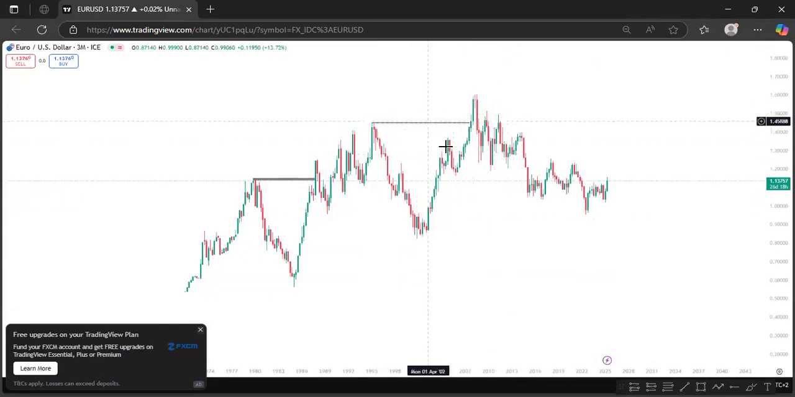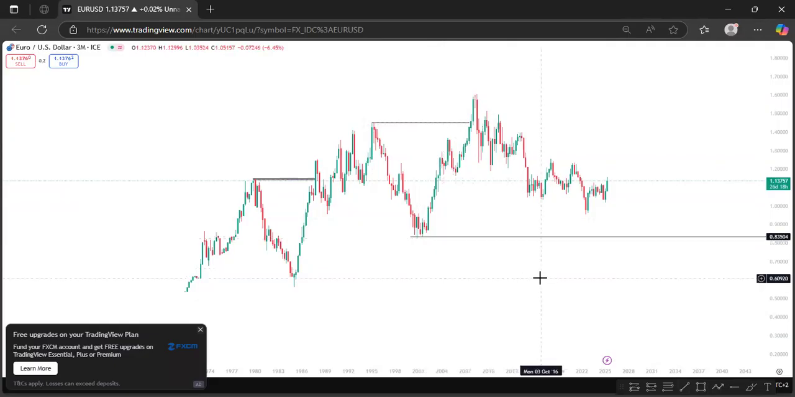Now, where is the low that caused this break of structure? You can see that this is that low. It's below. This is the low, and price has not yet taken out this low. So what does that signify? It signifies that price is still in an uptrend on the 3 months time frame.